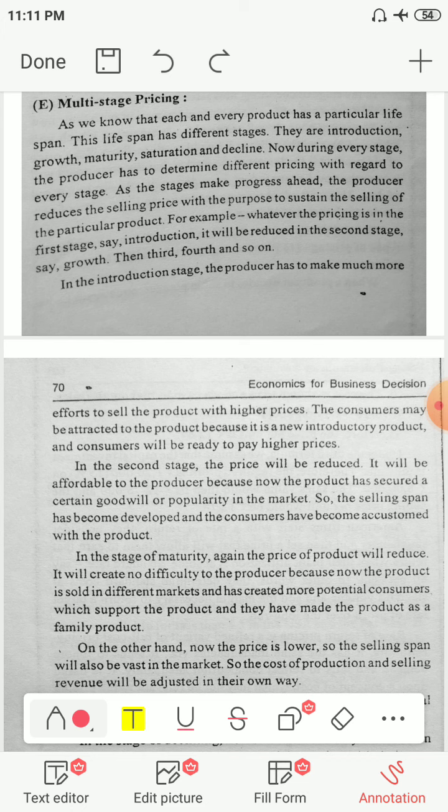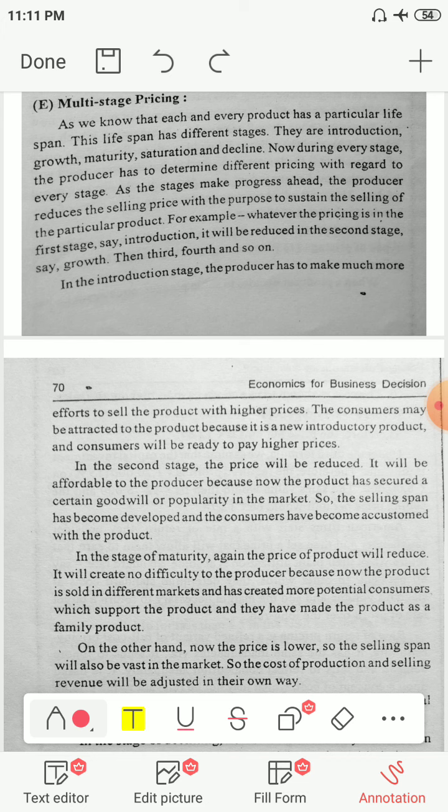In the introduction stage, the producer has to make much more efforts to sell the product with higher prices. The consumer may be attracted to the product because it is a new introductory product, and the consumer will be ready to pay higher prices. In introduction stage, your product is a novelty, the market may not be ready for it. You have to go for an aggressive promotional strategy to create awareness in the market. So your cost of production is very high. So to cover your cost and to earn profit, you have to charge high price.